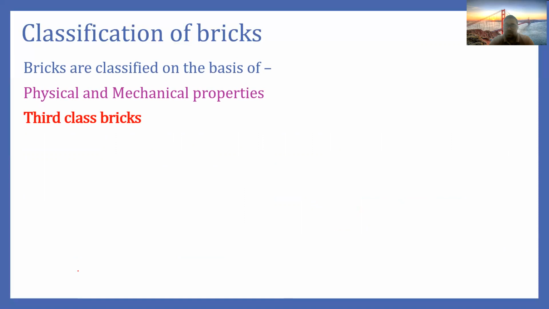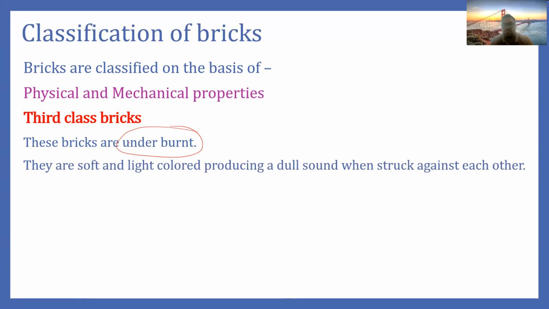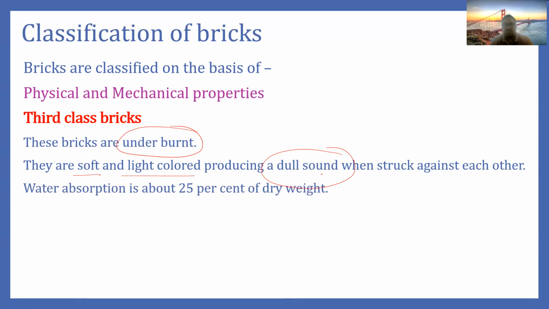Then we have the third class brick. Third class bricks are basically underburnt. They are not well burnt, they are underburnt. And the color of third class brick is light, and also they are soft as compared to first and second class brick. They are light colored, and if we strike them against each other, there will be a dull sound. There won't be any metallic sound, there will be a dull sound. That is the feature for the third class brick. And the water absorption in the third class brick is higher than second class brick, which is 25%.